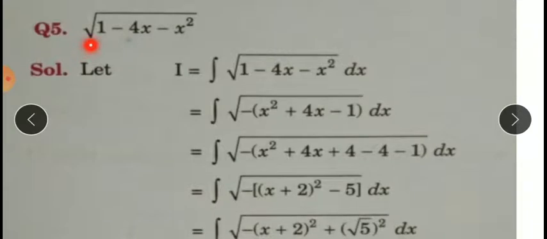Integrate root 1 minus 4x minus x square. Consider I is equal to integration root 1 minus 4x minus x square. This is not written in the standard form of the integration. That's why we have to change it first into integrable form.